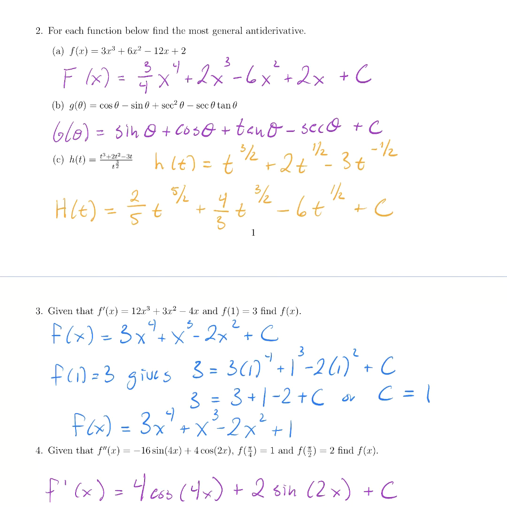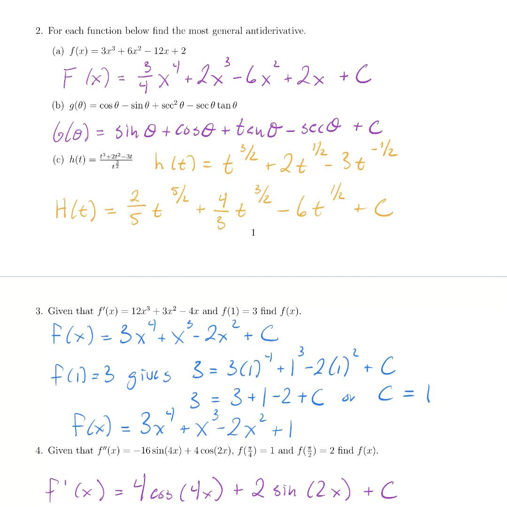Okay, number 2 says find the most general antiderivative, so this is when we're going to add a constant. So the first function is 3x cubed plus 6x squared minus 12x plus 2. So let's see, x cubed, we raise 1 power, which is the fourth. We divide by 4 or multiply by 1/4, so we get 3/4 x to the fourth. We get 2x cubed minus 6x squared plus 2x plus c.